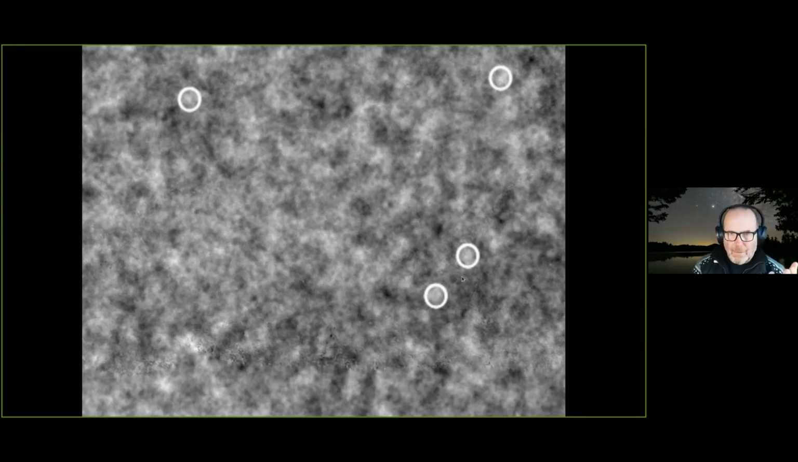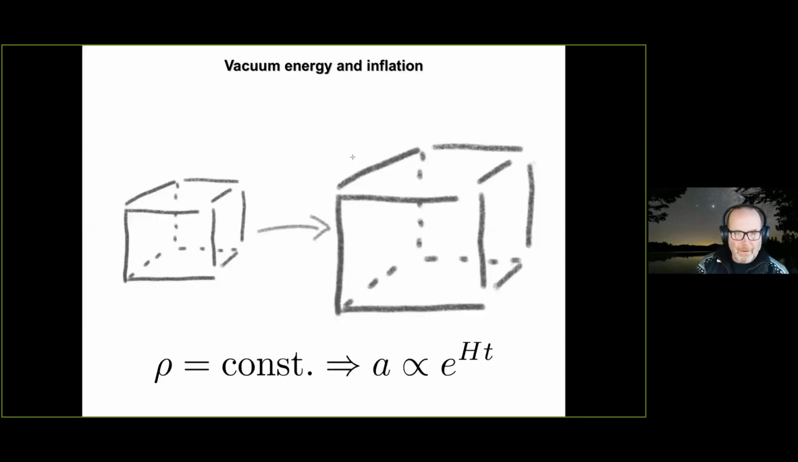So the standard Big Bang cosmology is not incorrect, but it is arguably incomplete because it doesn't explain things like the homogeneity of the cosmic microwave background.